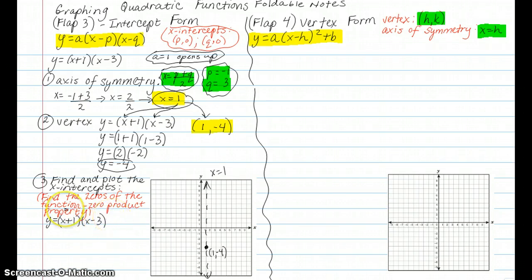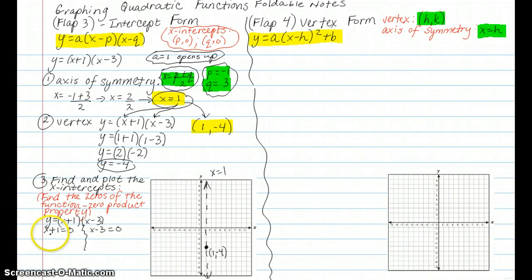But when you have a more complicated problem, this one you could do mentally, but with a more complicated problem, you would say, what would x be in the first binomial? X plus 1 would equal 0. And then your second one would be x minus 3. What would x be to equal 0? This is your zero product property. And this is just simply finding the zeros of the function.